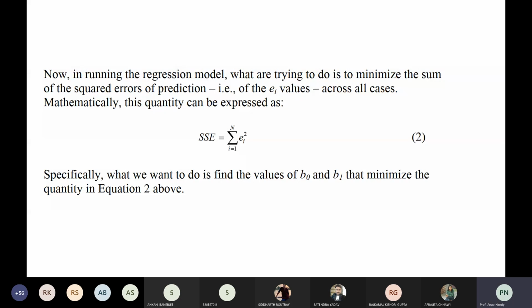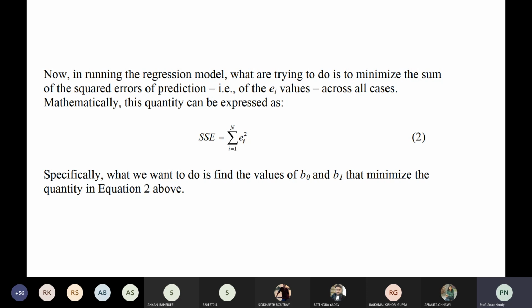Now specifically, we want to do this to find the values of B0 and B1. As I already told you, you need to optimize, or minimize, this error, and you have two unknowns. As per linear algebra, since you have two unknowns, B0 the regression constant and B1 the regression coefficient, you need at least two equations. Otherwise, you cannot solve it.